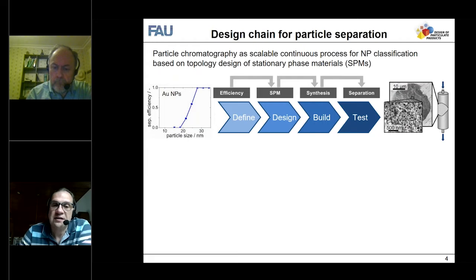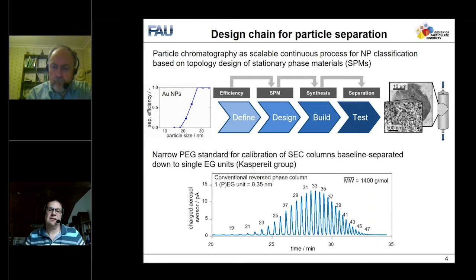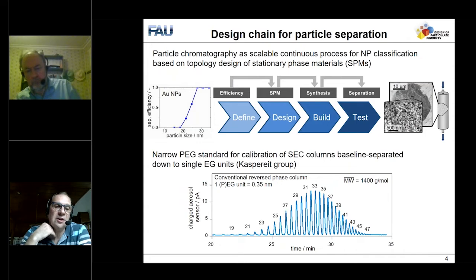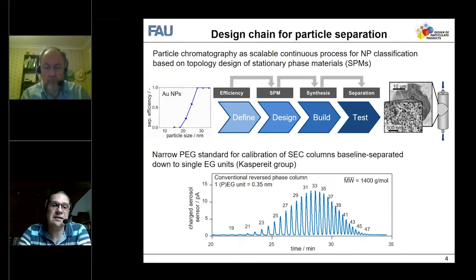In order to show that this is actually feasible or working, I have, let's say, two or three examples to show you that this is in principle working. Let's start with rather large molecules like this polyethylene glycol standard, which is separated by, let's say, a SEC column, a size exclusion column. And you can clearly see that we can achieve a baseline separation into single ethylene glycol units. So in principle, for large molecules, you see the average molecular weight is 1,400 grams per mole. This is actually working quite well.